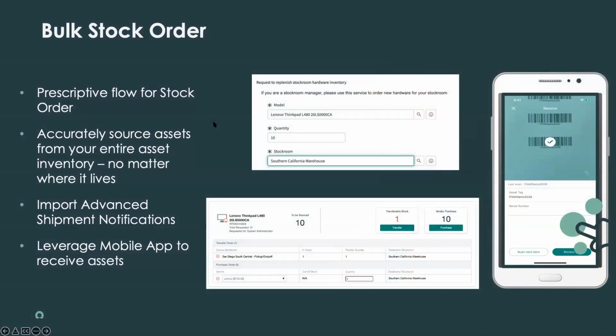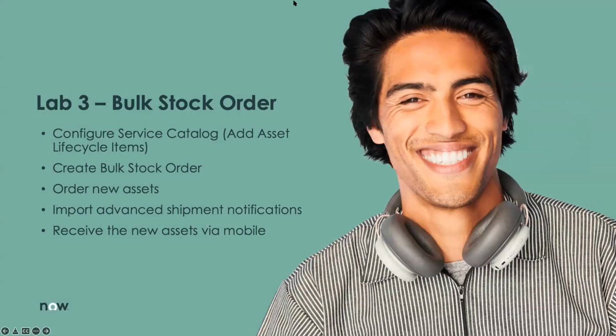So next we're going to be looking at bulk stock order, right? It's a prescriptive flow for stock order to accurately source assets from your entire asset inventory, no matter where it lives. I'm not going to drain the rest of the slide, but as you can see, there's transferable stock, meaning something that we already own. There's vendor purchasing that can be done, as well as being able to leverage the mobile app to receive any kinds of assets. We do support both iOS as well as Android currently. I'm going to hop into the lab again.